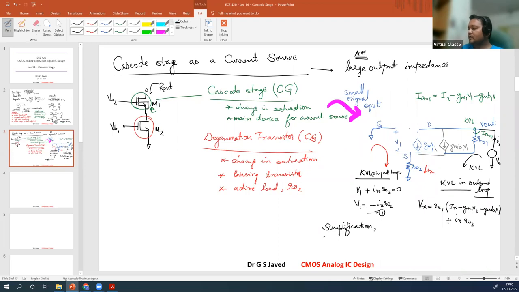Simplification will give you Vx over Ix is equal to: the first term you will have is Ix into RO1, so you will have RO1, and this Ix into RO2, so you will have plus RO2. Then you have V1. V1 is minus Ix into RO2. So minus, minus, and this minus will get cancelled. So it will be GM1 plus GMB1 times RO2 as the other factor. So I will split them as GM1 RO2 plus GMB1 RO2. So this is going to be your Rout. So if you see, you have a very large output impedance.